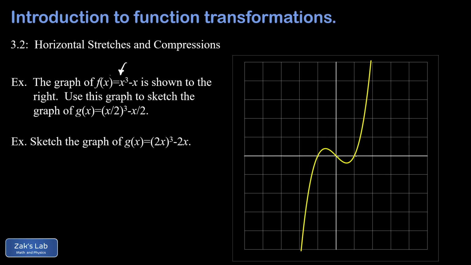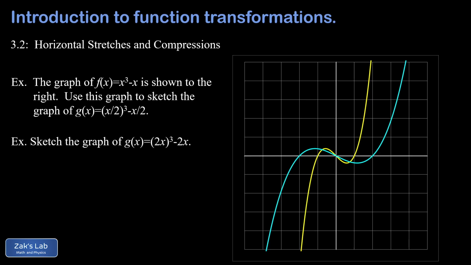Now we already know that's a horizontal stretch by a factor of 2, so there's the graph of g of x. In particular, we can pay attention to the roots of the function. f of x had a root at -1, g of x has a root at -2. And the other root was +1 on f of x, and that's going to be +2 on g of x.